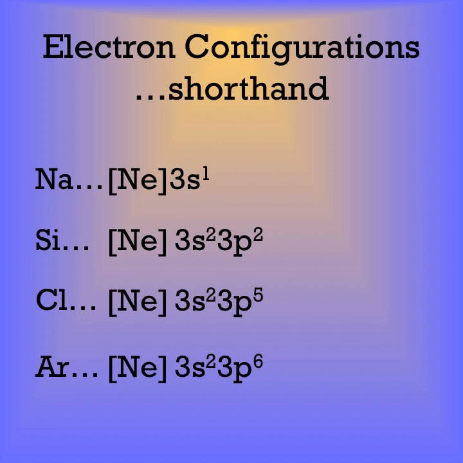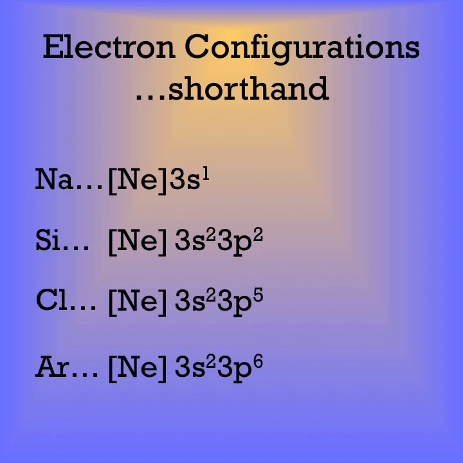Sodium, Ne, in the brackets, 3s1. What it's saying is I don't have to write the electron configuration for anything other than the valence electrons. So I go to the noble gas that precedes sodium. Well, gee, that happens to be neon. So I put its symbol in brackets and then only write the electron configuration for what comes after it. Well, as I look at sodium on the periodic table, it's in the third period. It's in the first group. So 3s1.